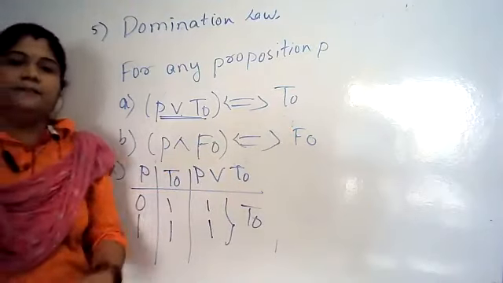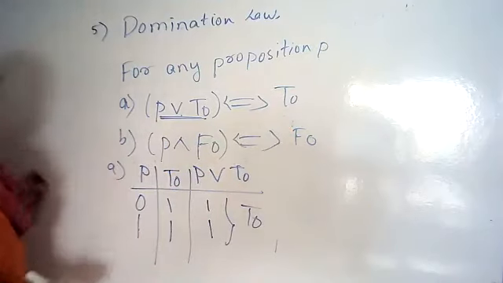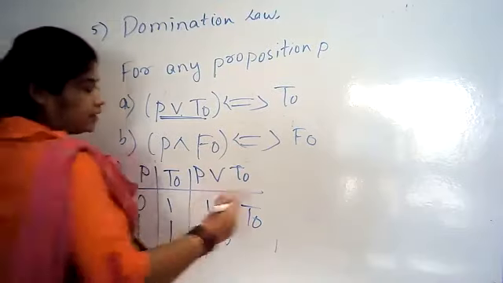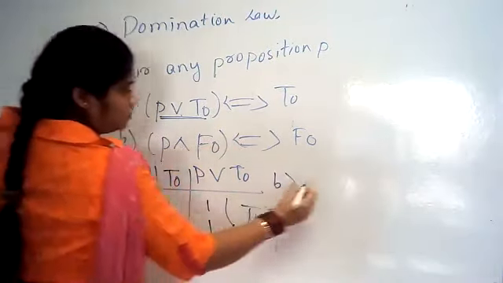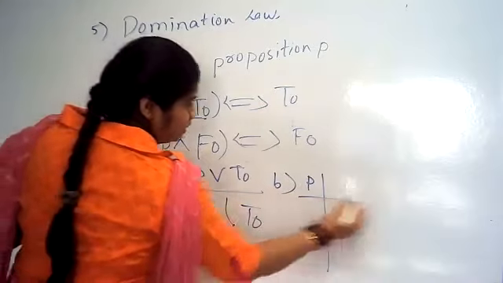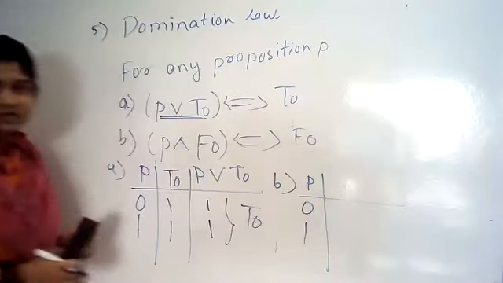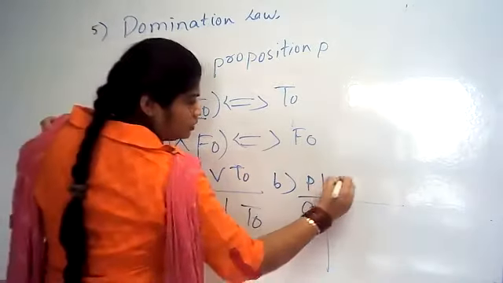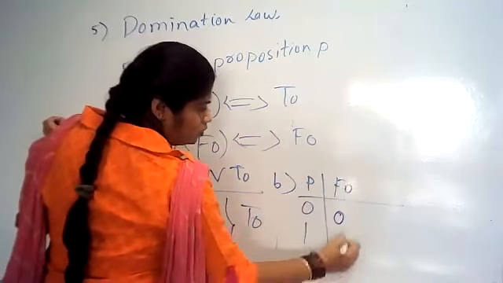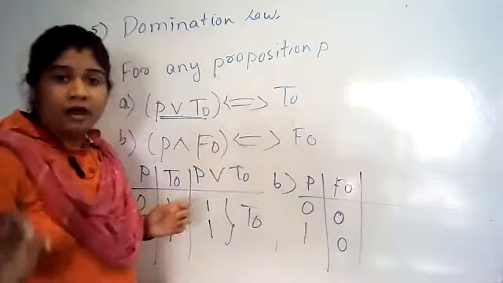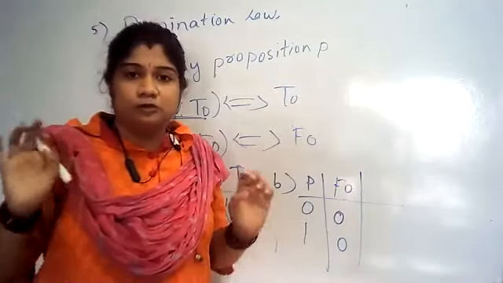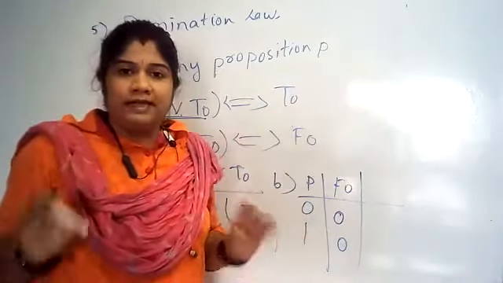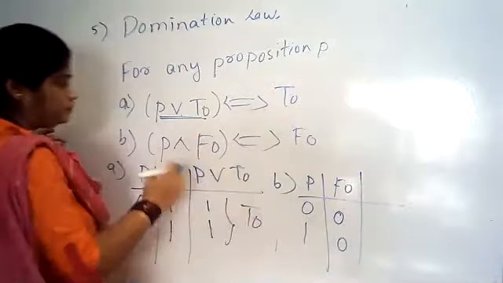I will show the second one also. Consider proposition P, its value is 0 and 1. What is F0? F0 is 0 0, all 0. T0 means all should be 1.